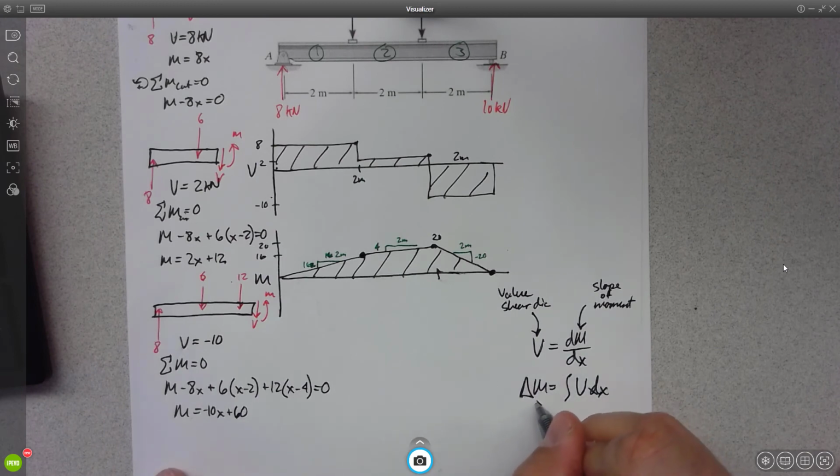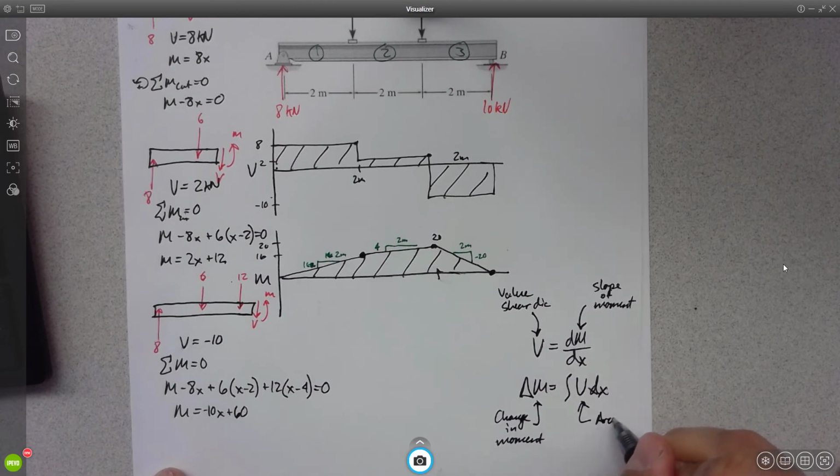So this says the change in moment is equal to the area under shear. Okay?